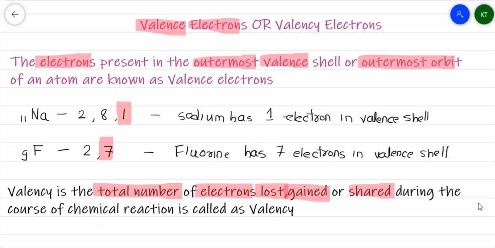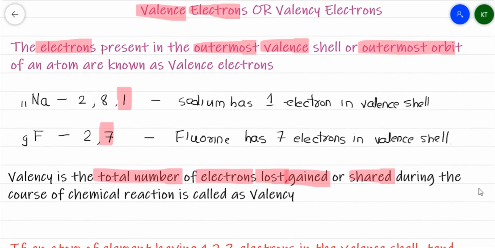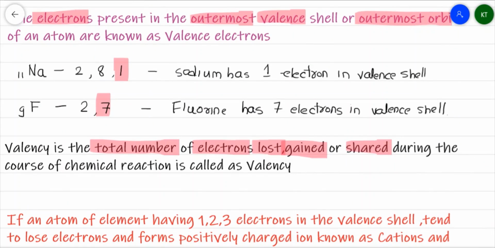It is generally also considered as the total number of electrons lost, gained, or shared in order to complete the octet or duplet arrangement. That's also one of the definitions which you learned earlier.